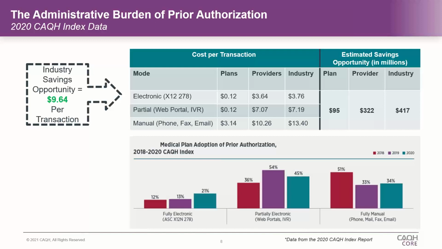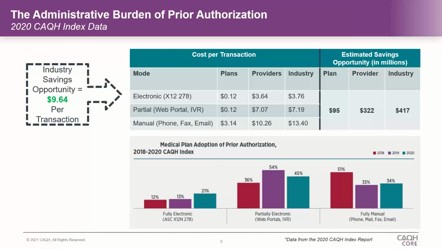And this is important to consider as we're going through this presentation and just thinking overall about the industry and how they're interacting with prior auth and the initiatives taking place. When adoption of the 278 standard is low, prior auths are typically conducted either through a web portal or manually.